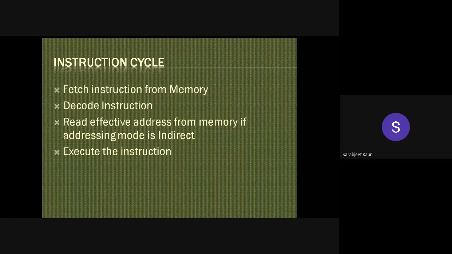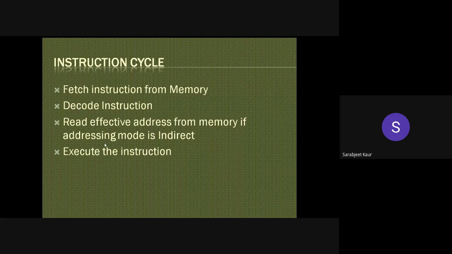So in that case, this is an extra step, and it takes one extra clock cycle, the third phase. This is sometimes known as the indirect phase, and in case the addressing mode is indirect, then we have to undergo this phase. So what do we do in this phase? We go and read the effective address from the main memory. And then the final phase is the execution of the instruction.